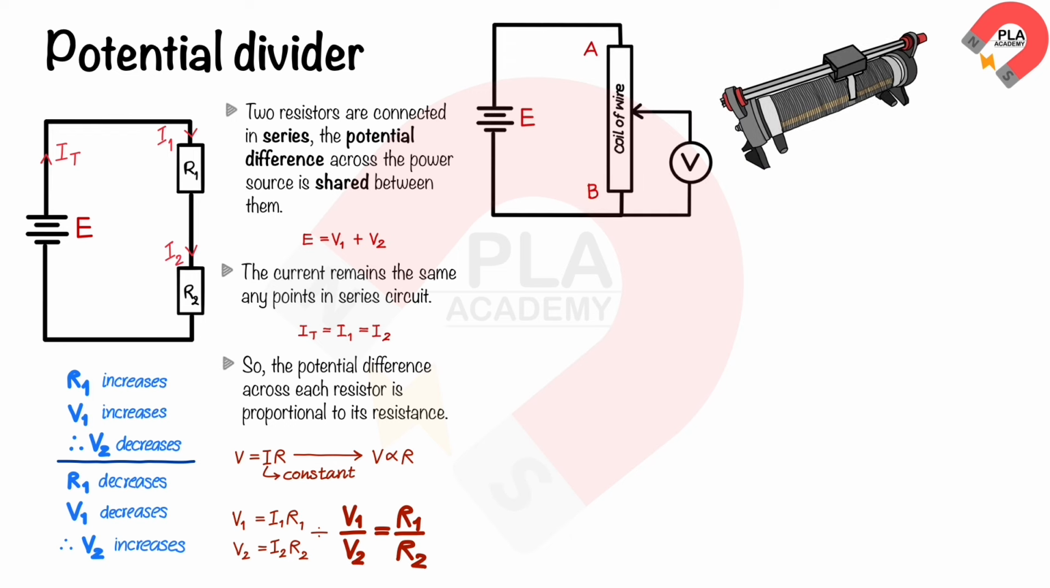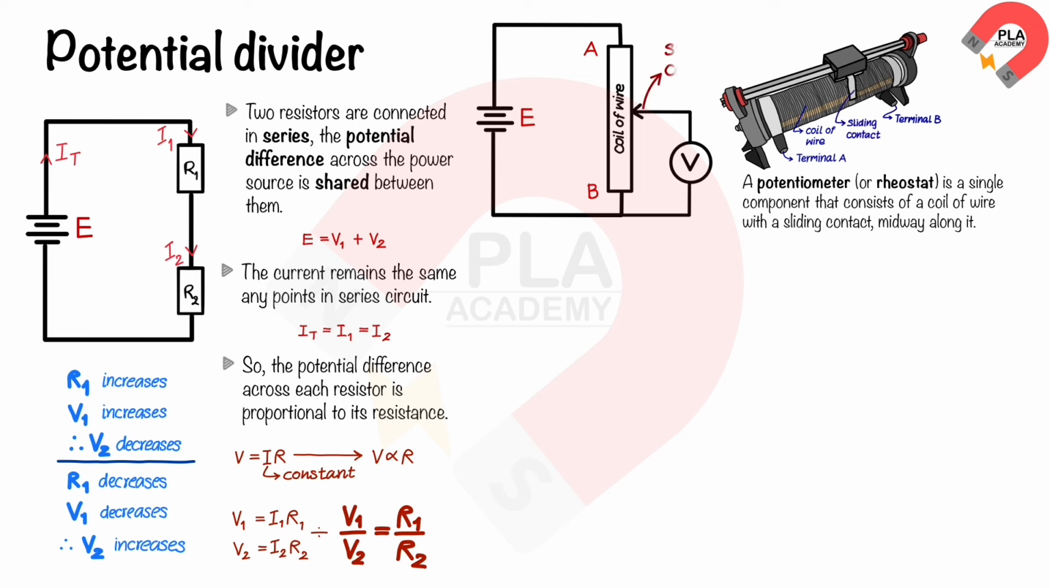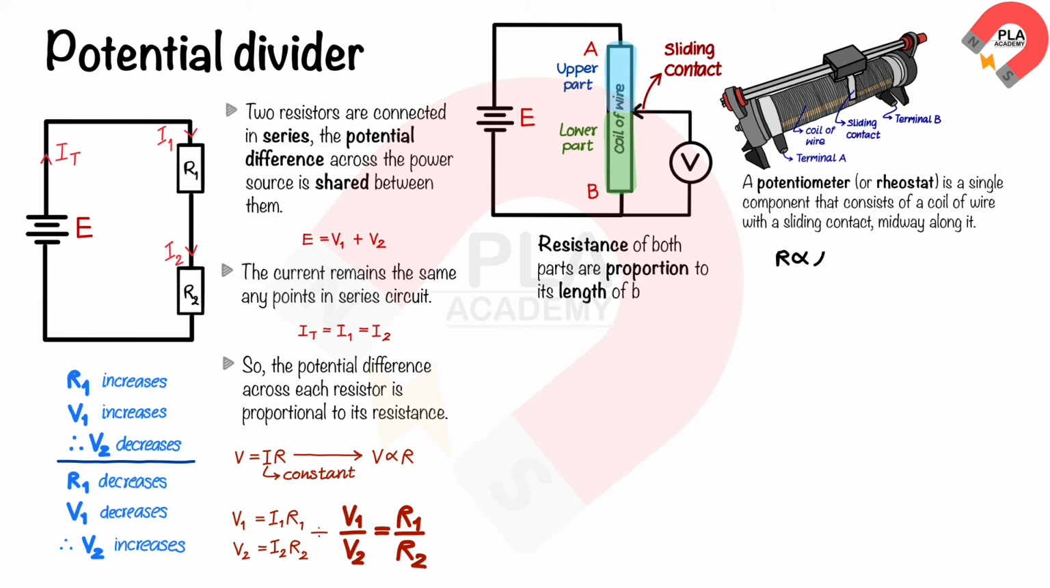Potentiometer or rheostat. A potentiometer, or rheostat, is a single component that consists of a coil of wire with a sliding contact midway along it as shown. The sliding contact has the effect of separating the potentiometer into two parts, an upper part and a lower part, both of which have different resistances. Their resistances are proportional to the length of both parts. Their potential differences are proportional to their resistances, so their potential differences are also proportional to the length of both parts.